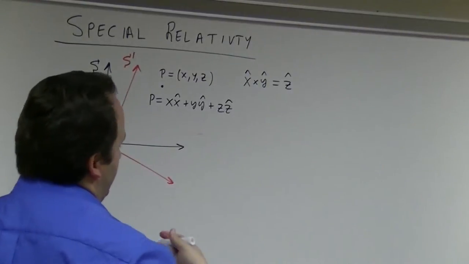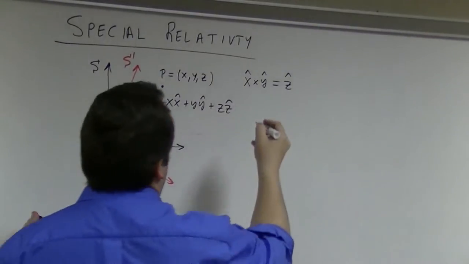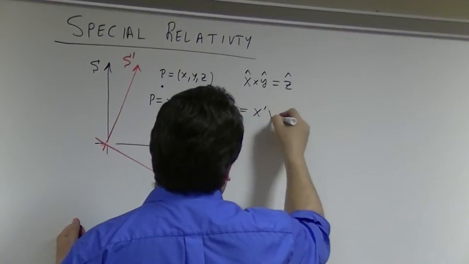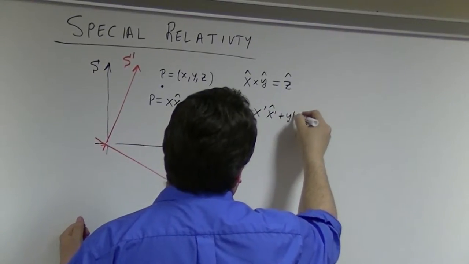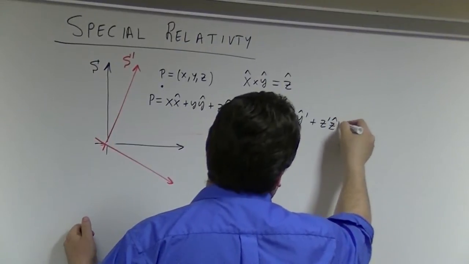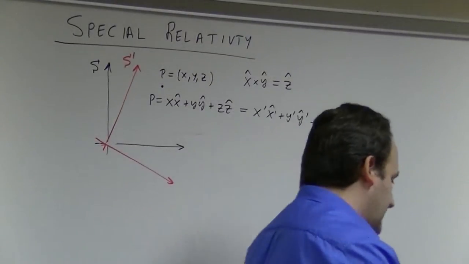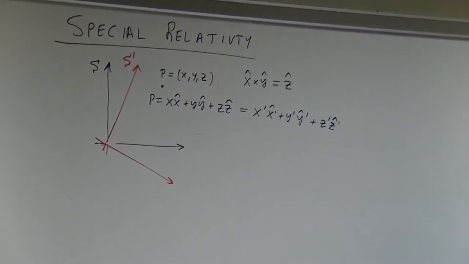But there's nothing really sacrosanct about the x, y, z coordinate system. I could just as well get to this geometric point P in terms of the prime coordinate system, right? This would also be equal to x prime x hat prime plus y prime y hat prime plus z prime z hat prime, where x prime, y prime, z prime is another right-handed coordinate system, all right? So in other words, the coordinate axes meet at right angles, all right?